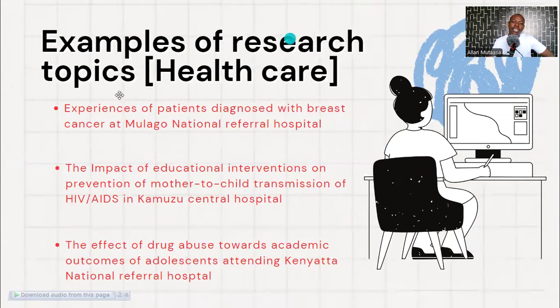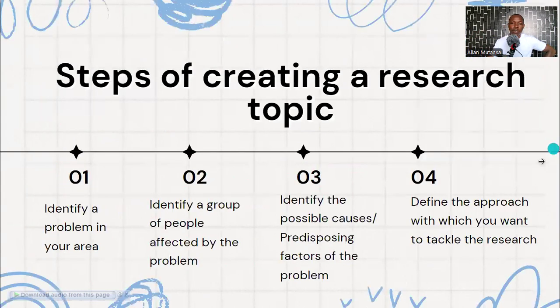Okay, let's look at examples in healthcare. Experiences of patients diagnosed with breast cancer at Mulago National Referral Hospital. Okay, so if you look at such a topic, you'll see that our experiences are our dependent variable, and diagnosis with breast cancer is our independent variable. Impact of educational interventions on prevention of mother-to-child transmission. So educational interventions are the independent, and then mother-to-child transmission dependent. So as you can see, the topics start making sense as you go on and on.